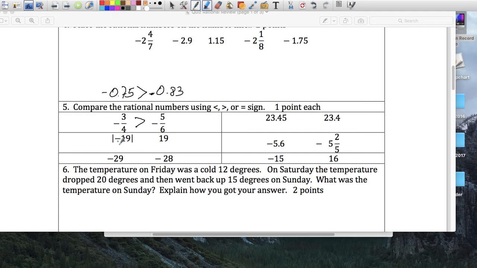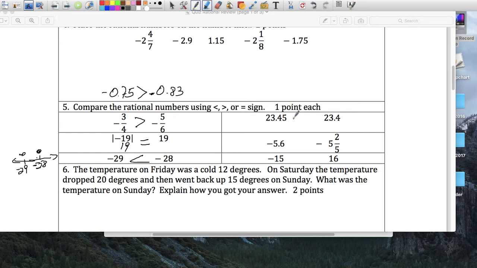Negative 19 and the absolute value of negative 19, this is 19. Negative 19 is 19 spaces away from 0, so that makes it equal. Negative 29 and negative 28. If you actually drew a number line, negative 28 would be here, negative 29 would be here. And remember I told you the number on the right is always the bigger one, so negative 29 is the smaller one.